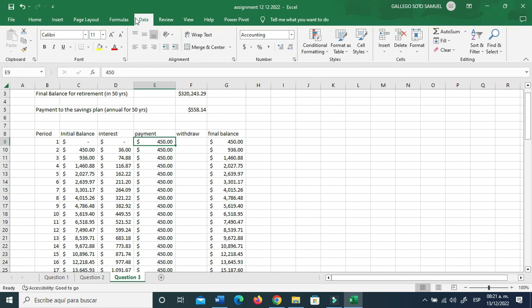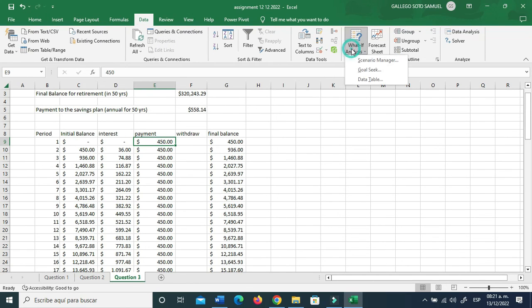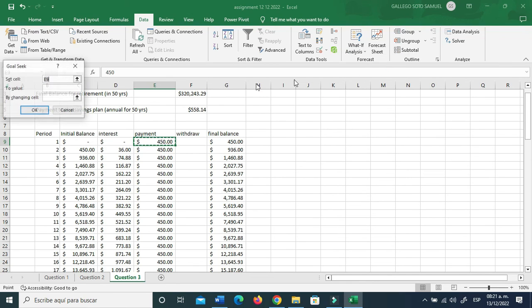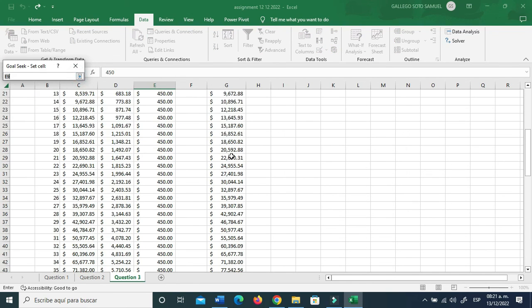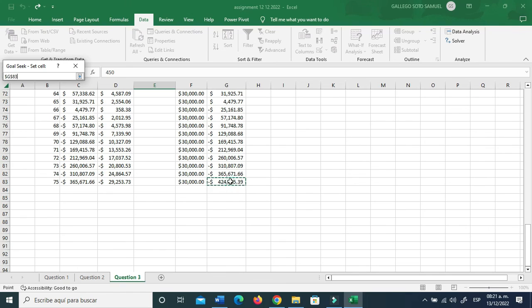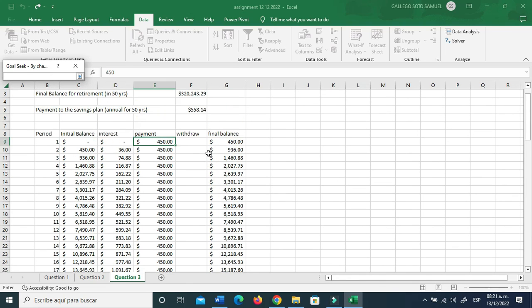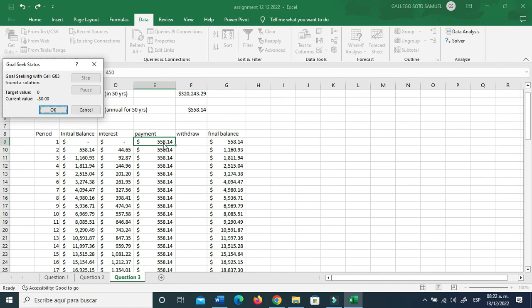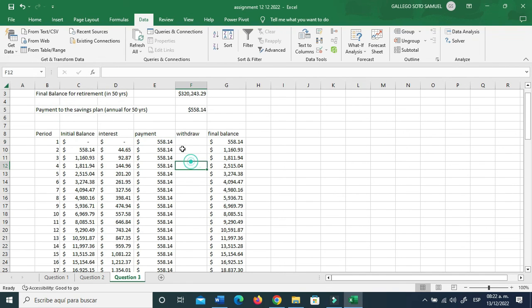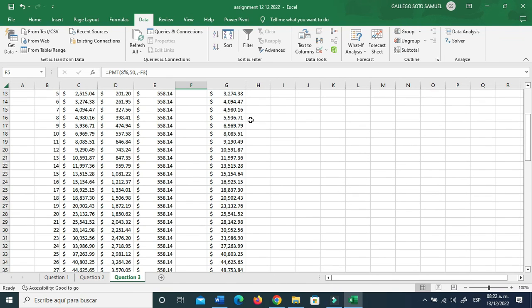Okay, so you go to the data, what if analysis, goal seek, set cell, that one to the value of 0 by changing the cell, the one on top. Here it goes crazy for a second, then you get the same value as you did over here. See? So that's basically it.